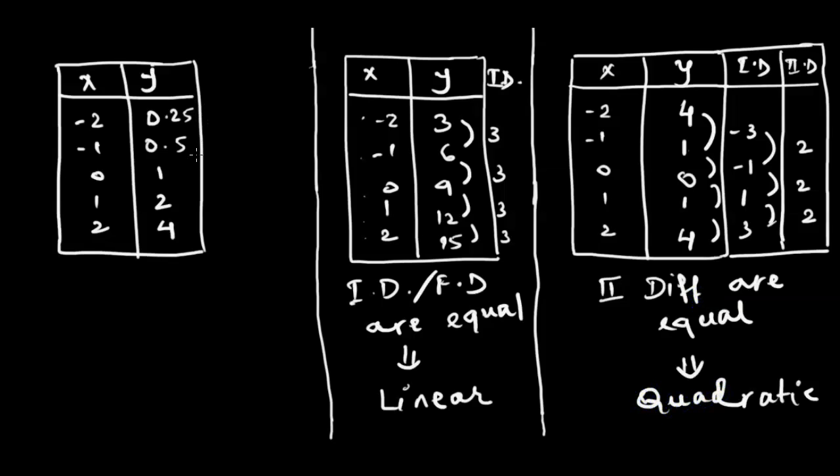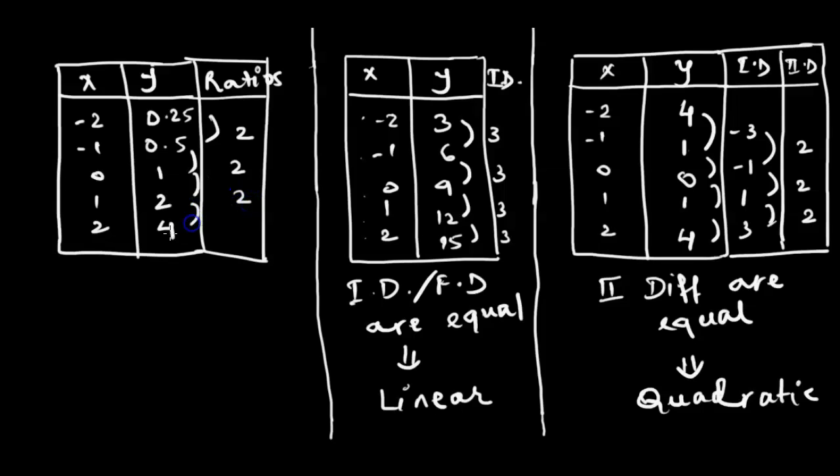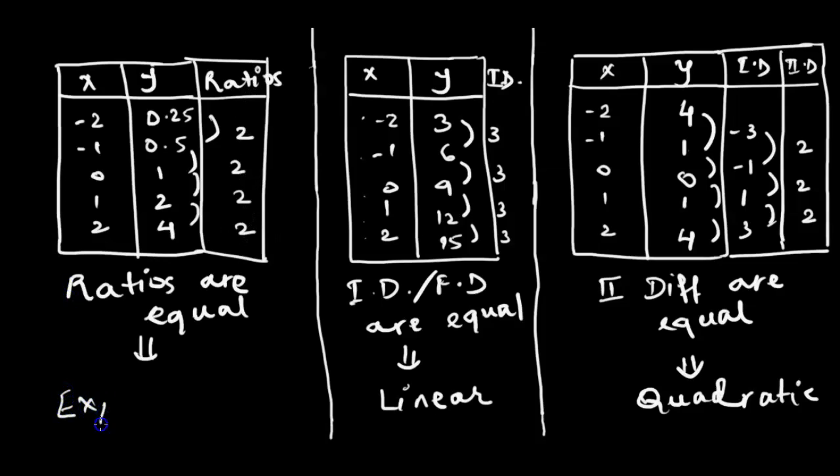Now coming to this one, if the first and second differences are both not equal, then we check the common ratio. To check the ratios, we do not subtract, but divide. If we divide 0.5 by 0.25, we get 2. Similarly, if we divide 1 by 0.5, we get 2. If we divide 2 by 1, we again get 2. If we divide 4 by 2, we again get 2. So when the ratios are equal, it is called an exponential function.